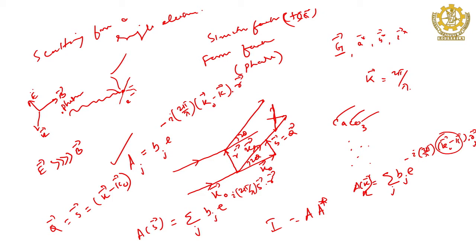You can write S vector or Q vector, whatever you like, but you have to mention what that S vector or Q vector is. Both are scattering vectors. Now calculate the intensity. You know the amplitude, then find the intensity, because amplitude you can never measure or detect, but intensity you can. So, you have to know what is the intensity corresponding to these amplitudes.